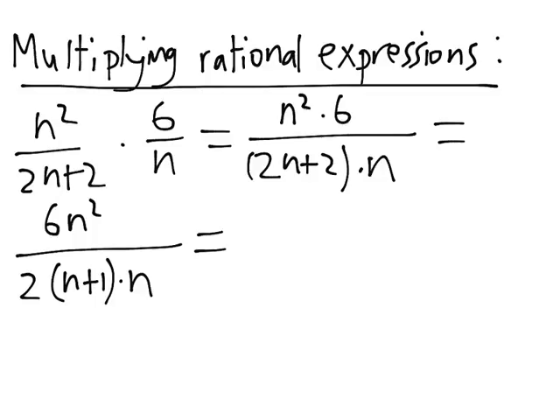Now first, let's deal with the numbers. So 6 has a factor of 2 in it, which will cancel out with the 2 in the denominator. So we'll be left with 3 in the numerator. Now n² is 2 copies of n, and on the bottom we have 1 copy of n. So one of those will cancel out with the n on the bottom, leaving us with 3n in the numerator. And in the denominator, all we're left with is n + 1. Now 3n and n + 1 don't have any common factors, so this is in simplest form, and we've successfully multiplied these two rational expressions.